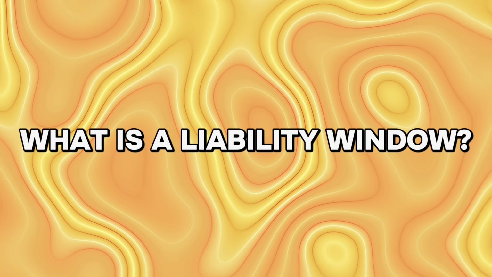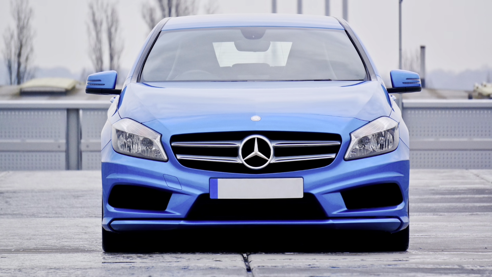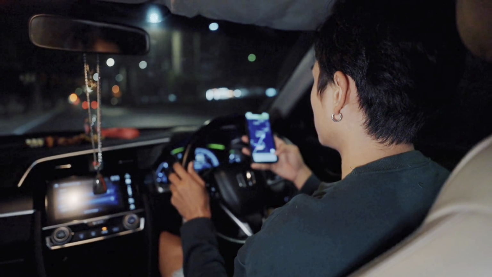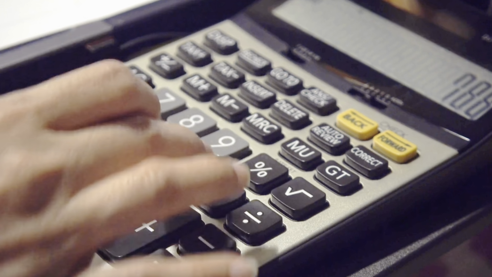So what is a liability window? It is a period of time and a use case of when a car is being used. Sometimes it is not being driven by a driver. Sometimes it is being driven by a driver. And sometimes the driver is driving on a rideshare app. So you have multiple situations of how this is calculated and worked out.